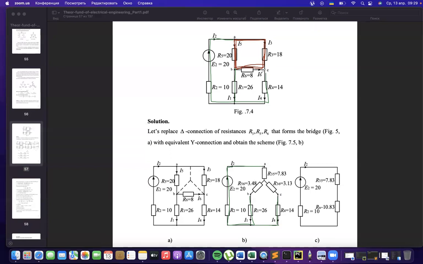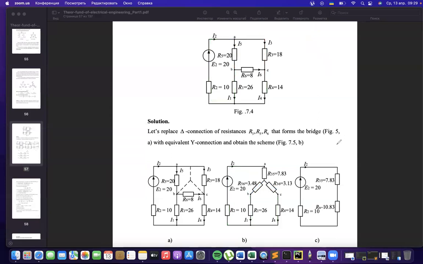The points A, B, C stay on the same places inside the system, and instead of the delta, which looks like a triangular system because 3 resistors are connected all together, we should draw the star connection: 3 resistors connected in 1 point. It is here.